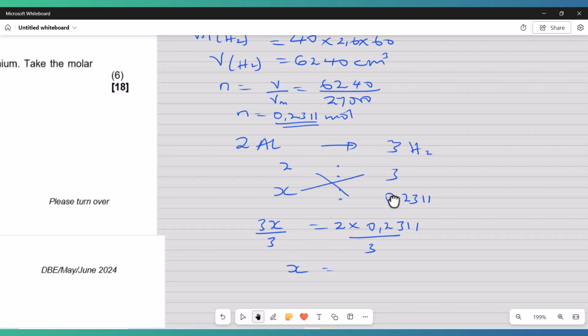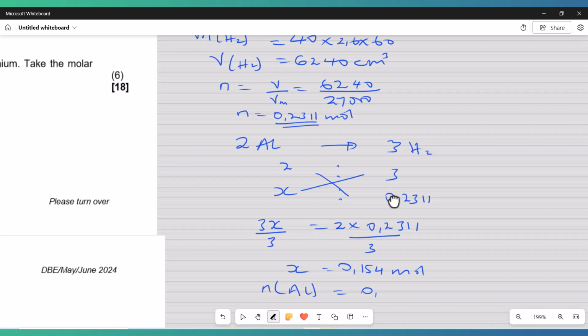So divided by 3, which gives us x equals 2 times 0.2311 divided by 3, which gives us 0.154. Now these are the moles of aluminium which reacted. Since we have the moles of aluminium which reacted, we can find the pure mass of aluminium which reacted.